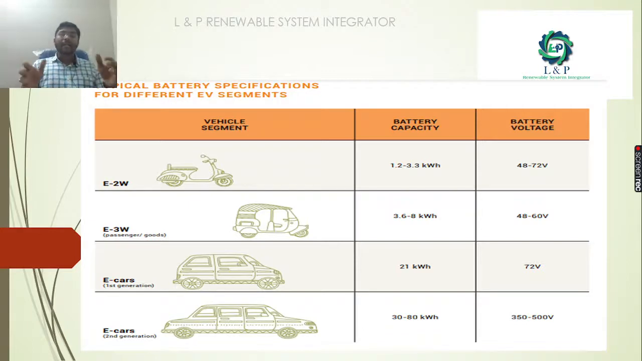If you are going for e-cars, that is first generation cars, they should have a battery capacity of 21 kilowatt hours and a battery voltage of 72 volt. And if you are going for second generation electric cars, they should have a battery capacity of 30 to 80 kilowatt hours, and a battery voltage of 350 to 500 volt.